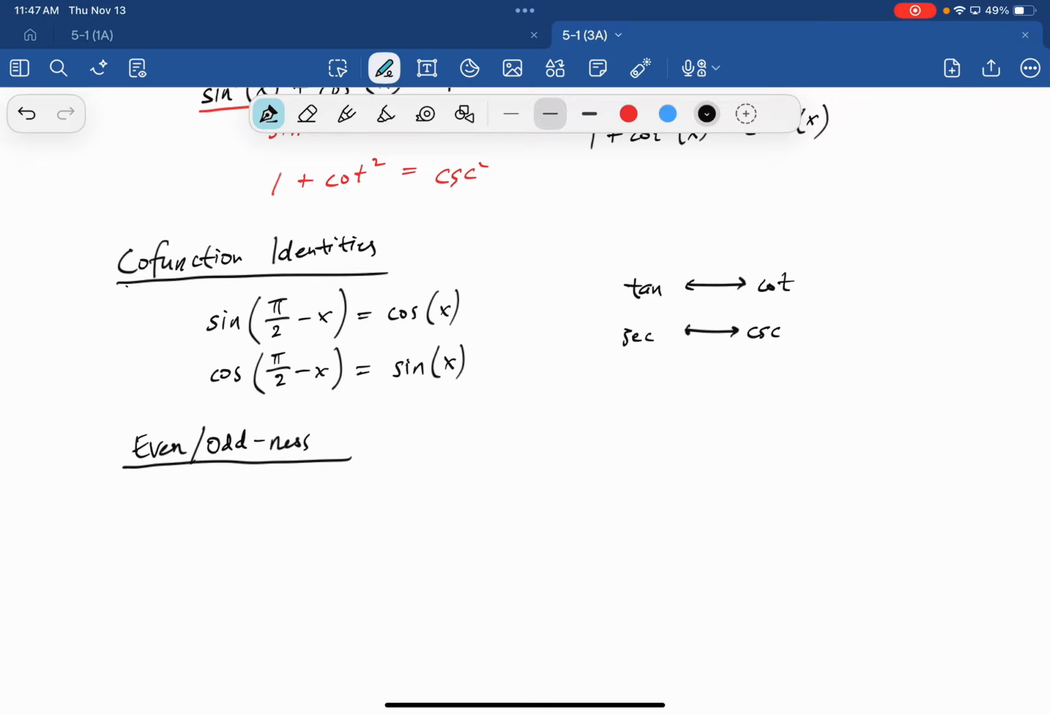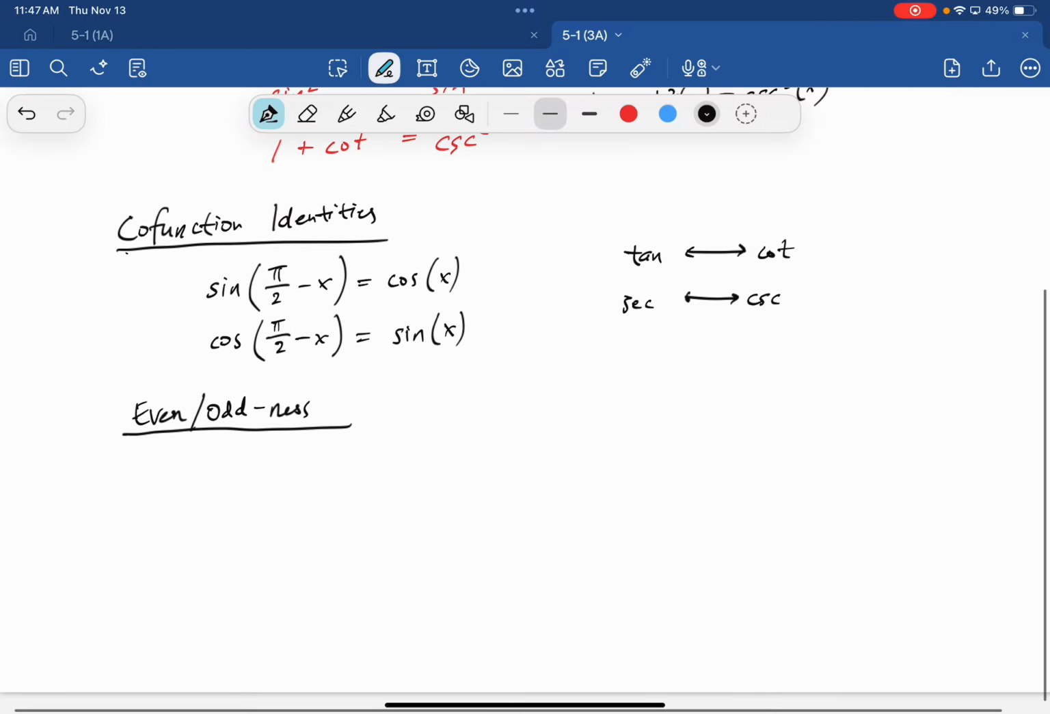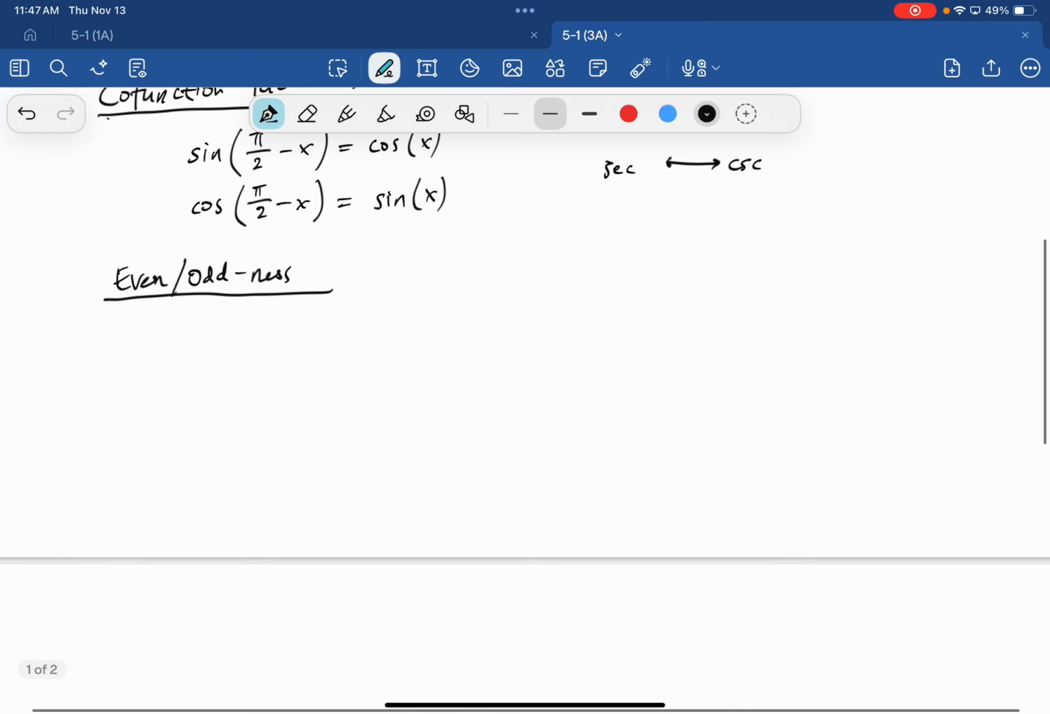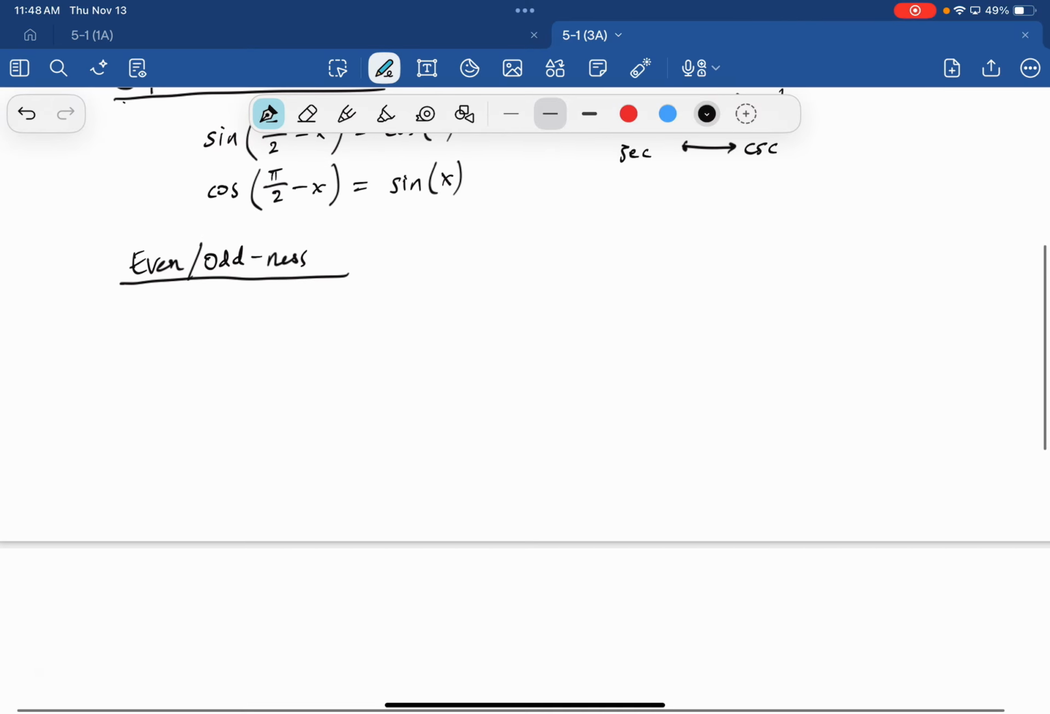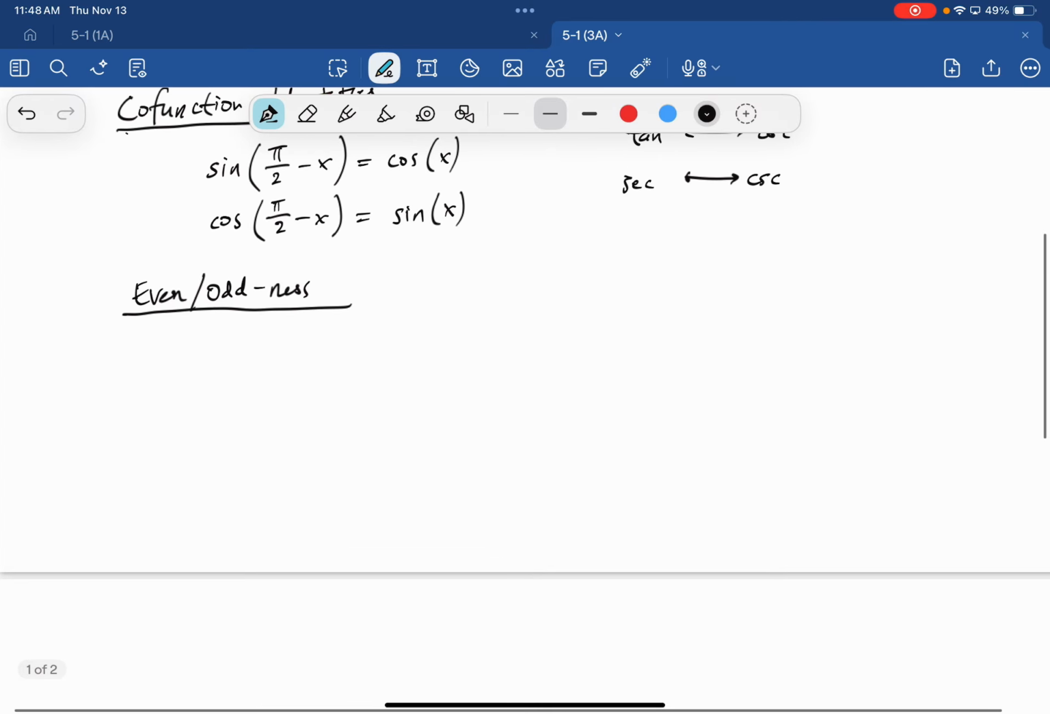But the good news is we already kind of learned this, right? Anybody remember whether sine is odd or even? Odd. Odd, very good. So we have to remember that sine is odd. So that means sine of minus x is equal to minus sine of x, right? That's what it means to be an odd function. When you plug in a negative x, you get a negative of the original. So sine of negative x is negative sine of x.